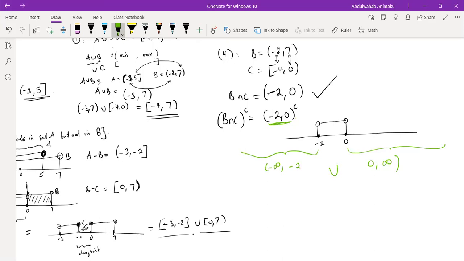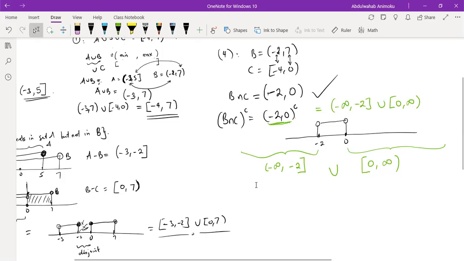Remember the definition of complement: elements not in that set, but in the universal set. So -2 is not in this set, but it is in the universal set, so it will be part of the complement. The same thing with 0. 0 is not part of the set, so it has to belong to the complement. So this is the answer to the problem. The answer is -infinity up to -2, union 0 up to infinity, because these are the total elements that are in the complement, right? So that's the answer to the fourth problem.